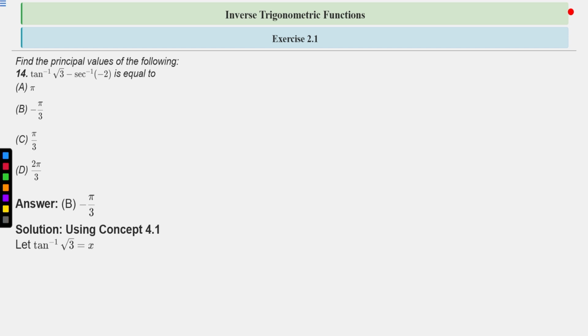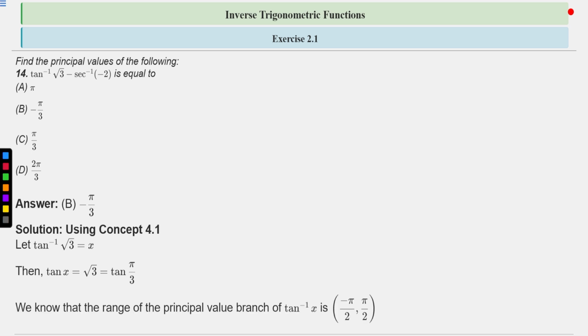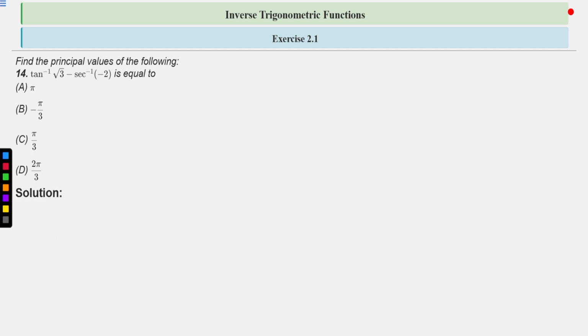Let tan inverse root 3 be equal to x. Then tan x will be equal to root 3, which is equal to tan of pi by 3. We know that tan of pi by 3 is basically root 3. We know that the range of the principal value branch of tan inverse x is minus pi by 2 to pi by 2. So therefore tan inverse root 3 will be equal to pi by 3.